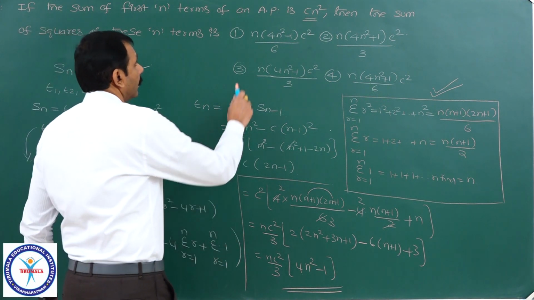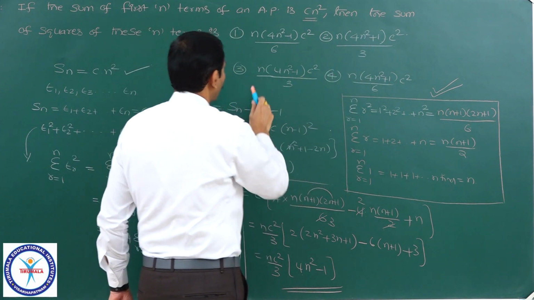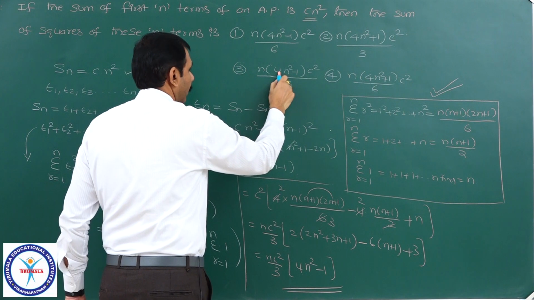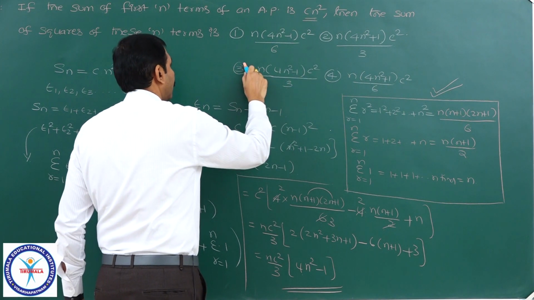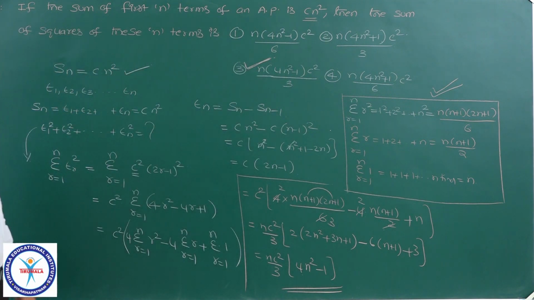Yes, it is 6 there, not the correct answer. Here it is plus, no. Yes, nC² into (4n² minus 1) by 3. The third option is the correct answer. A previous JEE problem, hope you understood this one.